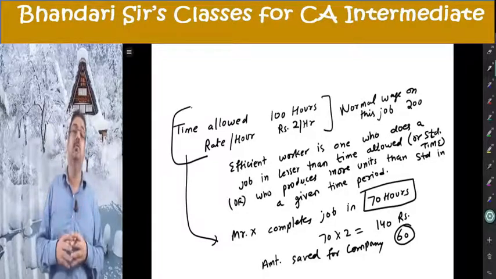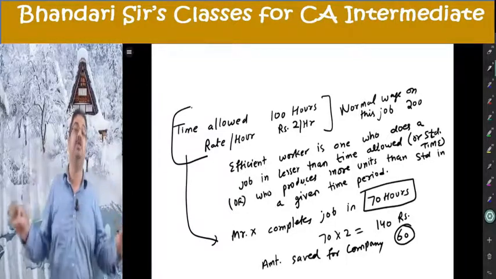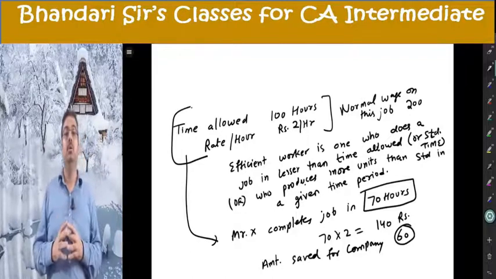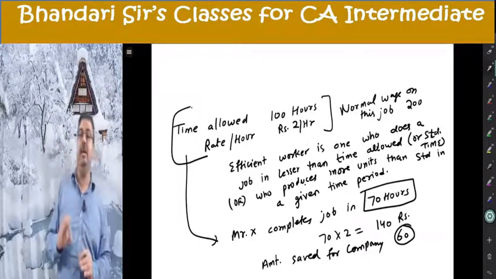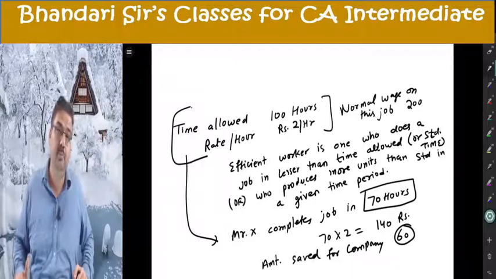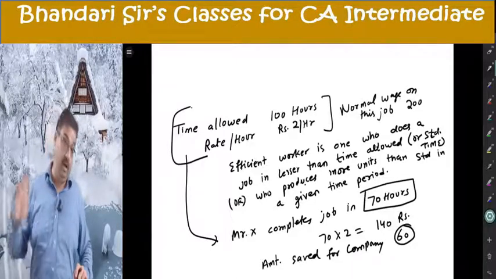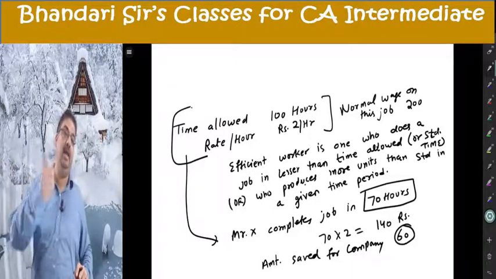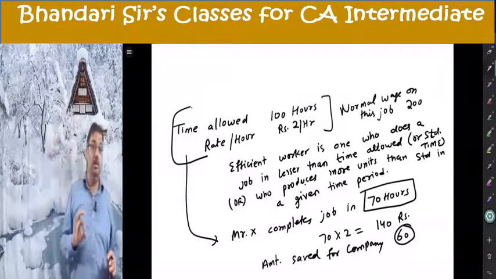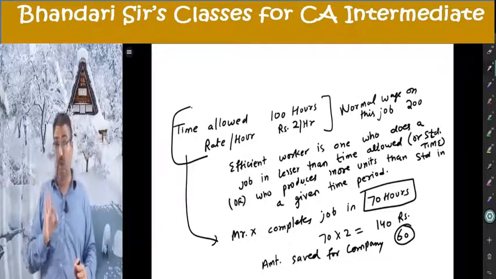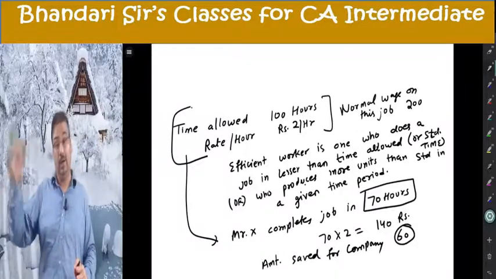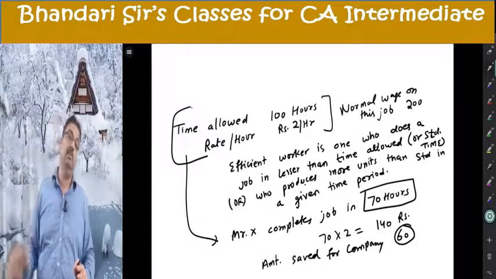Based on that, Rowan and Halsey wages can be computed. Is Rowan better or Halsey better? There is no answer to that; we'll check it out. From the worker angle, it can be different. From the employer angle, it can be different. From the employer, the same payment is a cost. For the worker, the same thing is earning.